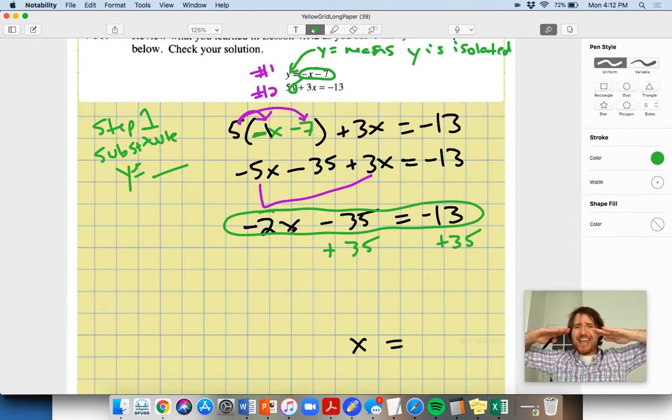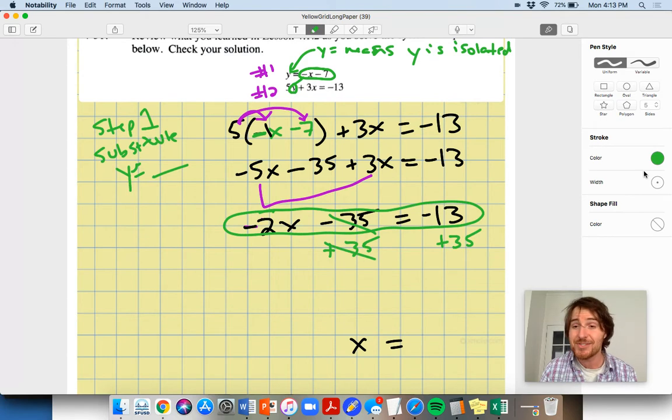So if I add 35 to this side, I've got to add 35 to that side, and my equation remains balanced, remains the same thing, okay? Add 35 to this side, got to add 35 to that side. Equation remains balanced. So negative 35 plus 35, that's how I make a 0 on that side, and that's how I simplify this down. I end up with negative 2x, and that's equal to negative 13 plus 35.